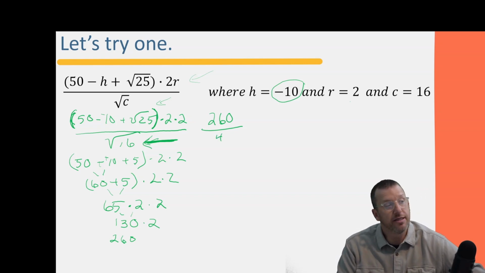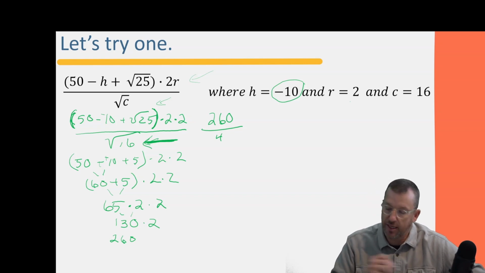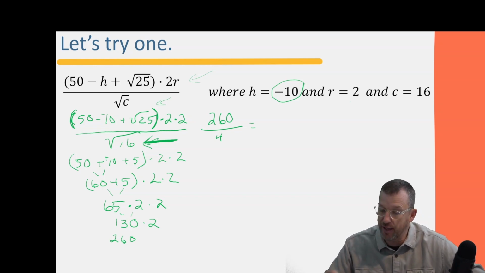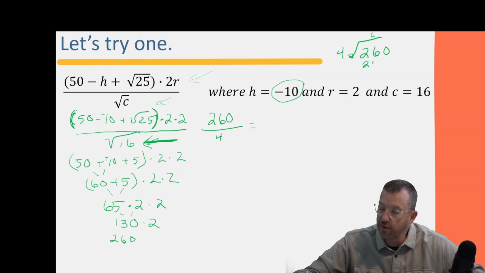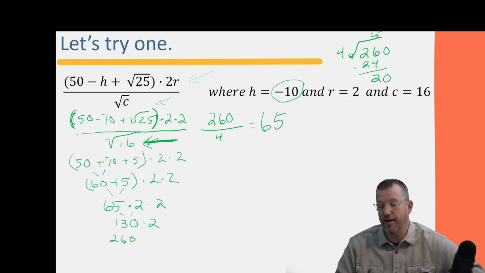So now we say, can we divide 260 divided by 4? If you're using a calculator, if you're allowed. If you're not allowed, then you have to do the long division. How many groups will go into 260? I'm going to do it up here: 260 divided by 4. I know that 6 times 4 is 24, and I subtract, and I get 2 left over. Then how many times will 4 go into 20? It is 5. So our answer is 65.